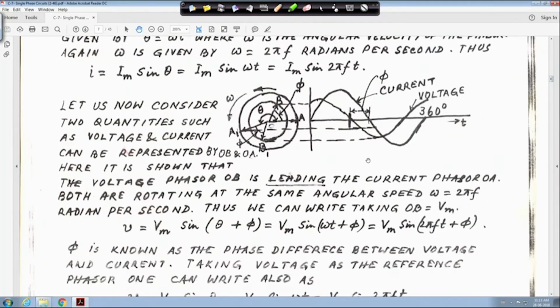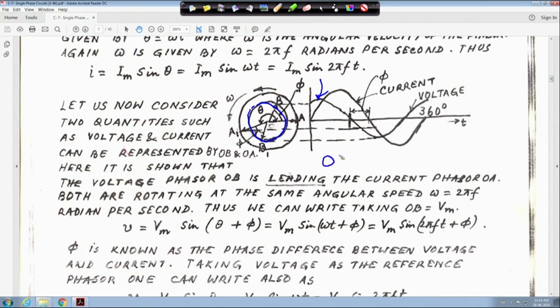Now, here also we have to understand certain things. The write-up is here, which you can read later, but just listen. Suppose I have a current and a voltage waveform. This one is the voltage waveform. This inner circle, say OB, is the maximum value of the voltage magnitude at some time.